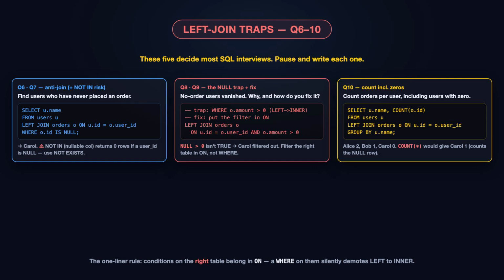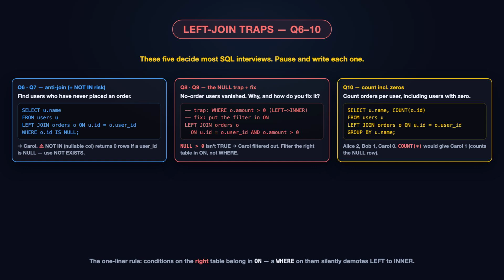Question 9, fix it so users with no orders still appear. Pause. Move the condition into the on clause: on u.id = o.user_id and o.amount > 0. Now the filter is part of the match, and unmatched users stay with nulls. Conditions on the right table belong in on, not where, unless it's an is-null check on purpose.